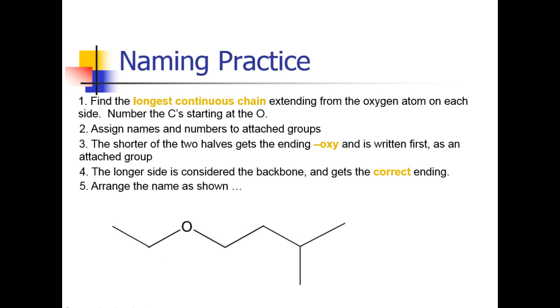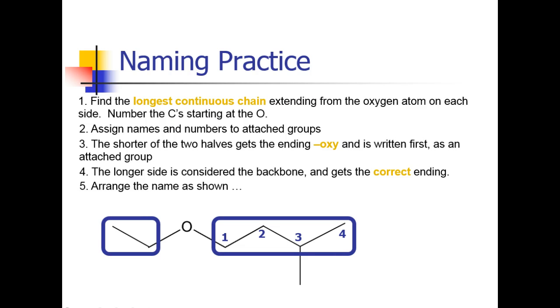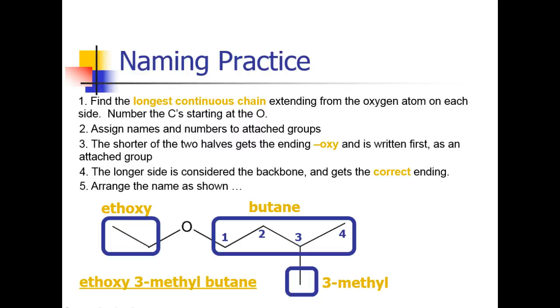All right, here's a second example. First thing you do, find the longest continuous chain on either side. You also want to number those chains. The third thing you want to do is deal with any attached groups. We have a methyl coming off right here, and it's on carbon 3 of that particular side chain, so it's a 3-methyl. The shorter of the two sides gets the oxy ending here, so the two carbons down here are called ethoxy. These 4 carbons are called butane, ane, because they're all single bonds. Lastly is to assemble the name.